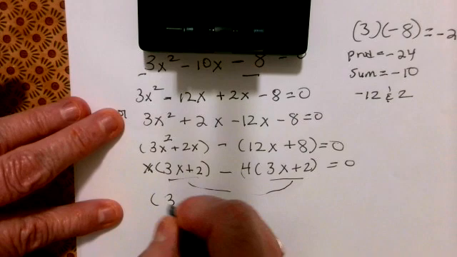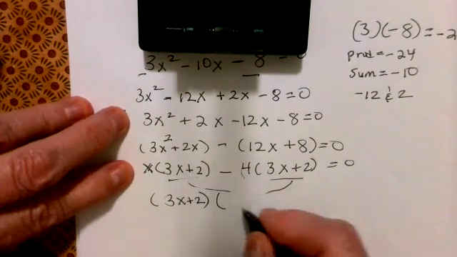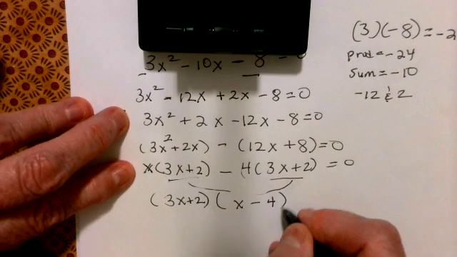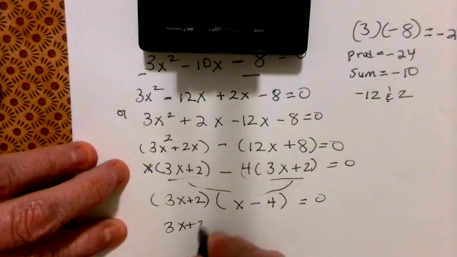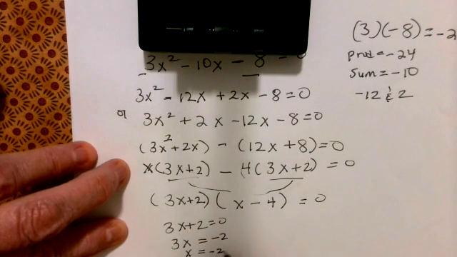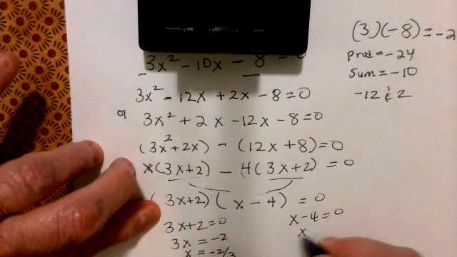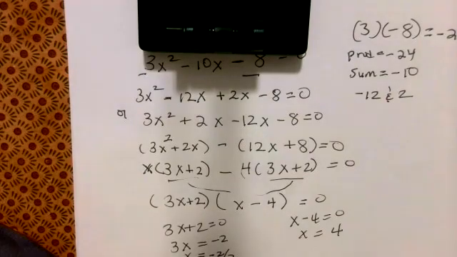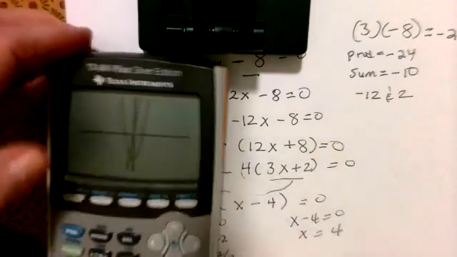So I factor that out, and it's real important to use your parentheses. And then what I'm left with is an x minus 4 equals 0. So then I have 3x plus 2 equals 0, so 3x equals negative 2, or x equals negative 2/3. And then I have x minus 4 equals 0, so x equals 4. These are the points of intersection of those two graphs. So one of them is at negative 2/3, and one of them is at 4.